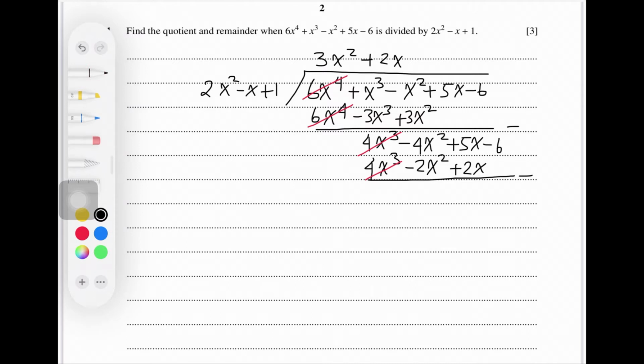The remaining is negative 2x squared plus 3x minus 6. Yeah, we do it one more time. We multiply this one by negative 1, so this one minus 1, so it's minus 2x squared plus x minus 1. And we subtract again.